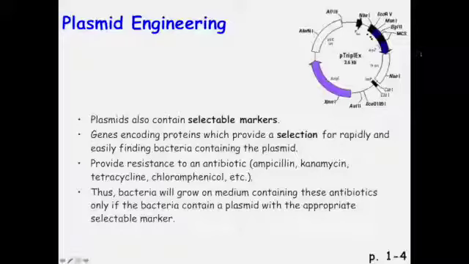In addition, we use another selectable marker, the ampicillin resistance gene. This ampicillin resistance gene produces a molecule which will break down antibiotics, specifically ampicillin. There are different types of antibiotic resistance genes that can be placed in different plasmids, and in this case we're using ampicillin.